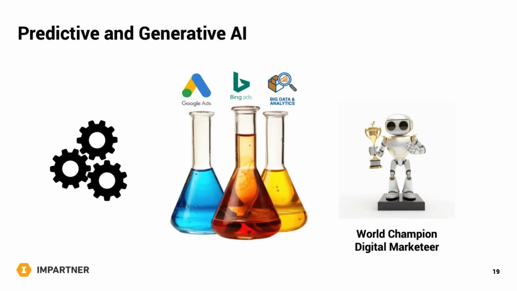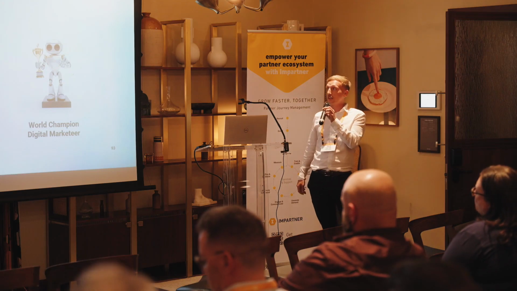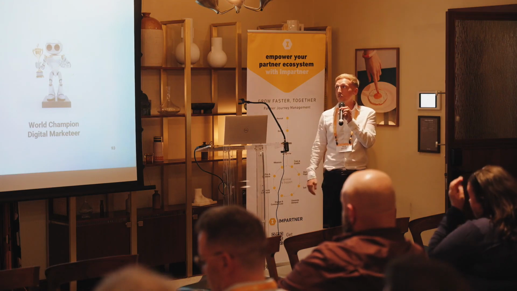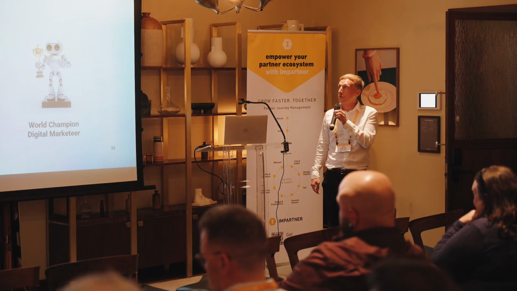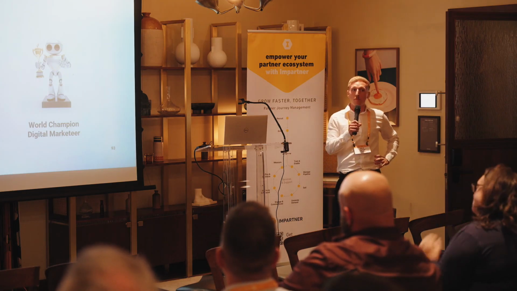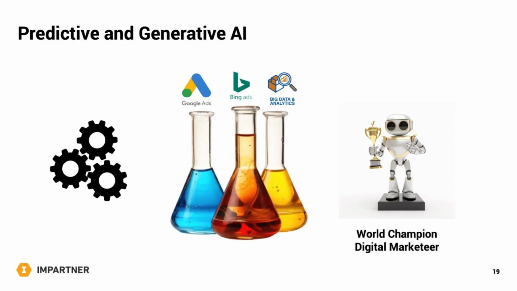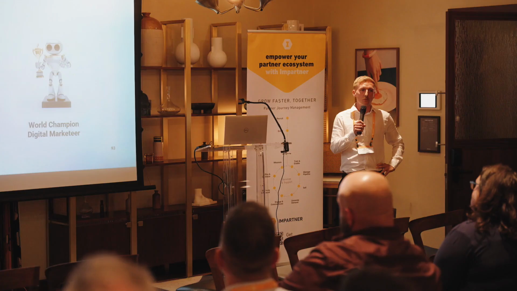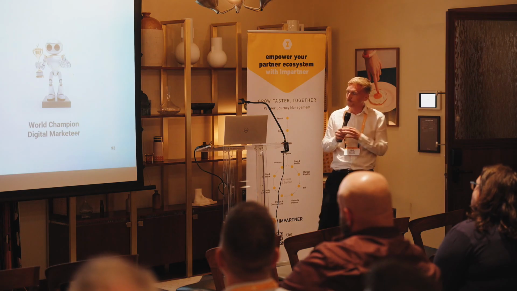And that's where AI has become a huge part of this now. So instead of getting somebody or a team to manually optimize bids, choose keywords, set the targeting, you can let predictive and generative AI do that for you now. So the AI can dynamically adjust the bids, it can suggest high-performing content for you, and it can tweak the targeting for you. So as you can see on the right there, it's like having a world champion digital marketeer doing this for you 24/7 on your campaigns.